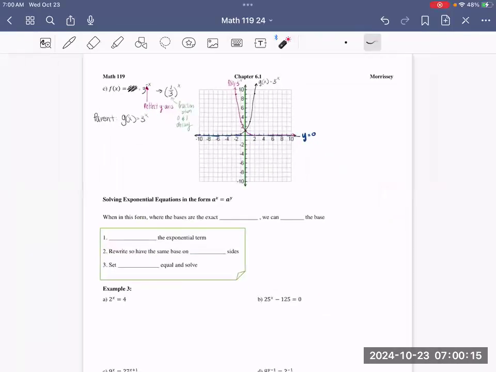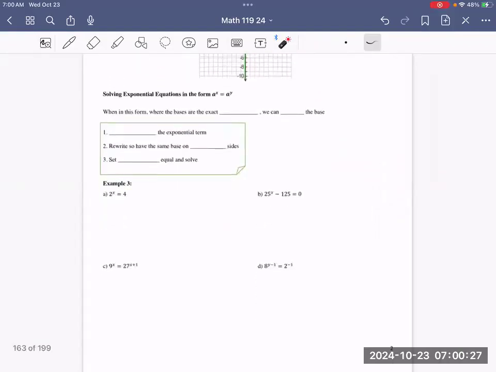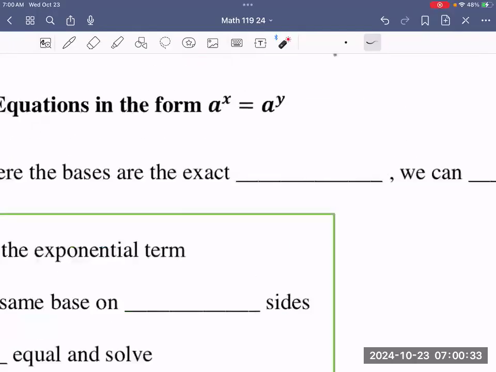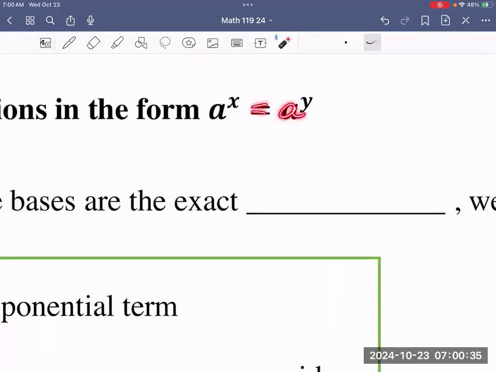Now, the other part of our video today is just going to be solving exponential equations, and this is called elementary cases. So when in this form, and we're talking about your bases here, a to the x is equal to a to the y. Now notice that your base here is the exact same. It's the exponents that are a little different.